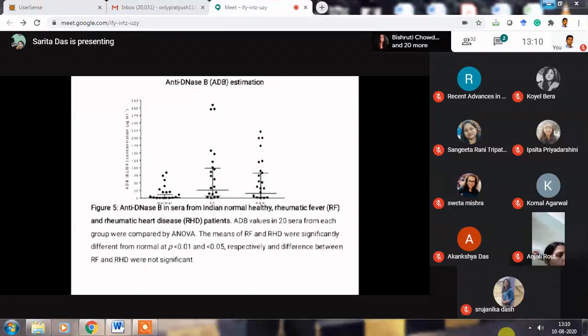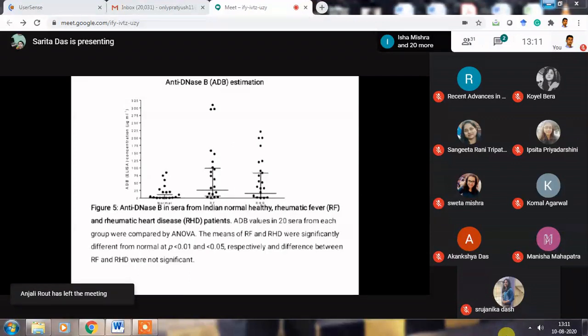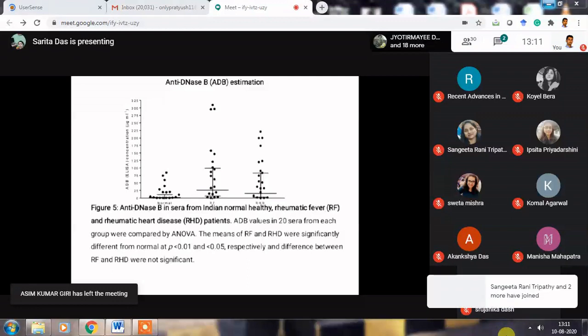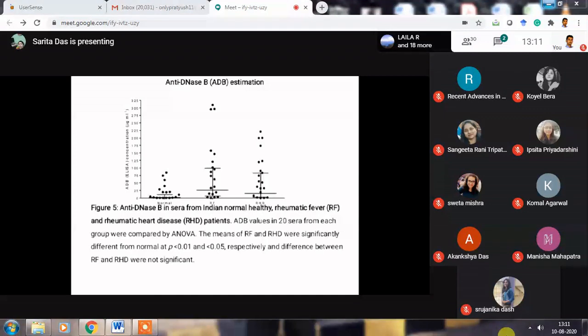You can see here the first group of dots is the DNase B level, meaning anti-DNase B, in normal humans. The second one is rheumatic fever, and the third is rheumatic heart disease patients. We can see that the level of ADB, anti-DNase B level, is significantly high in rheumatic fever and rheumatic heart disease patients.